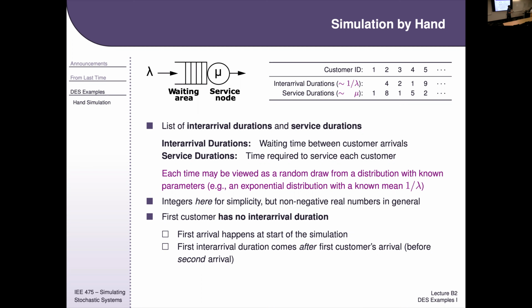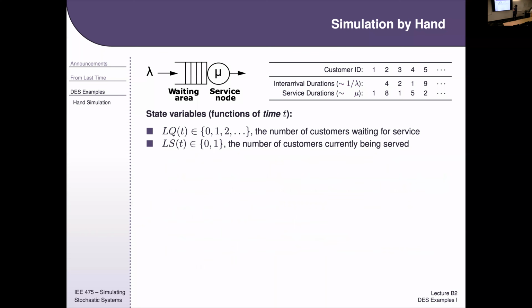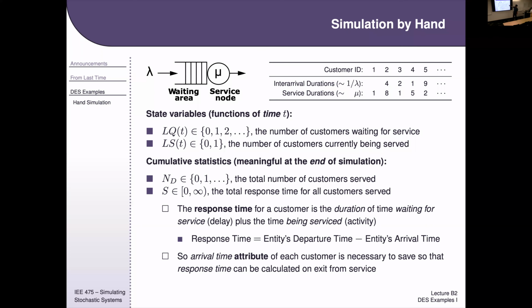All right, so what do we do with that? Let me just make sure no questions online. Great, okay. So what do we do with all of that? We are going to manage our state variables and our cumulative statistics. So I already defined these state variables and these cumulative statistics earlier. Just a reminder that the response time here is the entity's departure time minus the entity's arrival time.